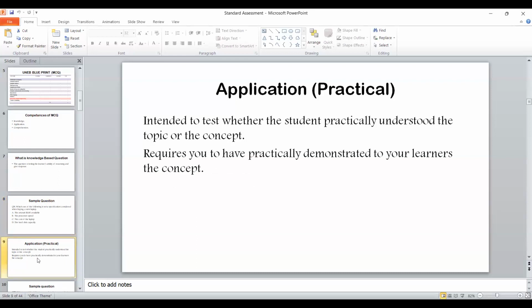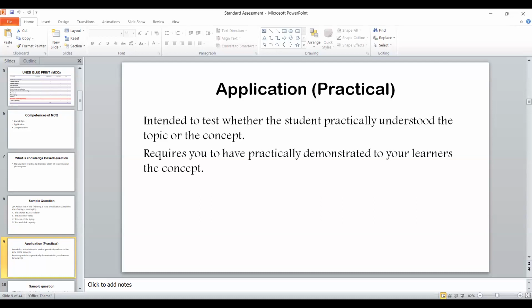Then we go to application, practical. It is not practical what we do, but it is intended to test whether the student practically understood the topic or the concept. Now we go back to the practical part of each topic. Many of us, when we are teaching the theory paper, we tend to teach as if we are teaching history, where they talk about networking and you tell them that a network is a connection of 2 or more computers. So application, we are going to see that at A level, this is what they want specifically.